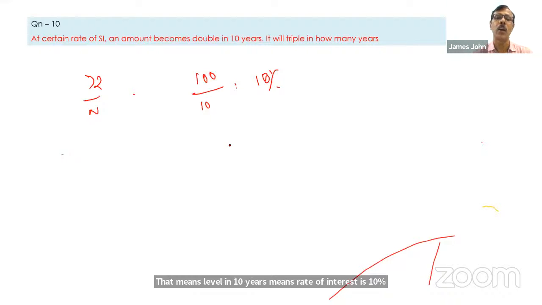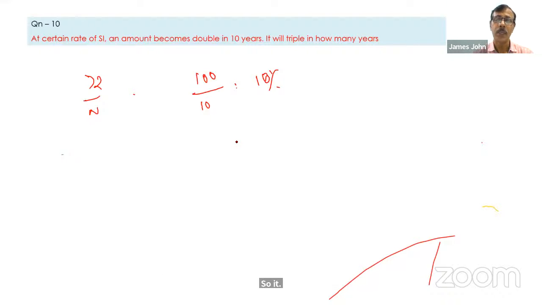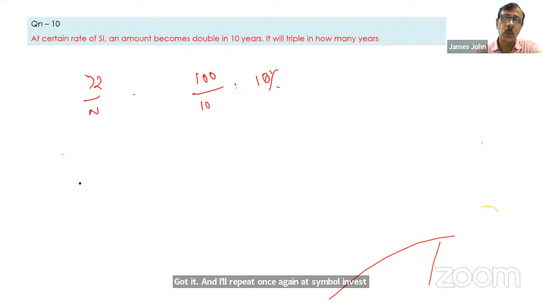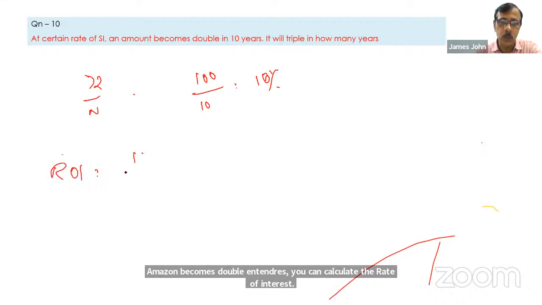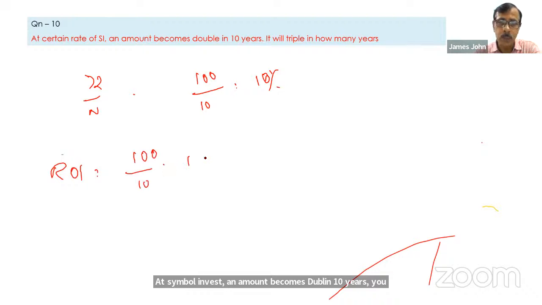That means double in 10 years means rate of interest is 10%. So it will triple in how many years? Double in 10 years, triple in 20 years. So the answer is 20. Got it? I'll repeat once again. At simple interest, an amount becomes double in 10 years. You can calculate the rate of interest. Rate of interest is equal to 100 by the number of years. That means you got the rate of interest at 10%.